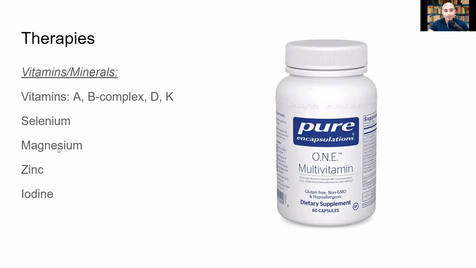Magnesium is really key because introduction of thyroid hormone can lead to arrhythmias, and having appropriate magnesium levels can prevent this. Zinc is important in terms of deiodinase function. And of course, appropriate iodine levels are useful as well.